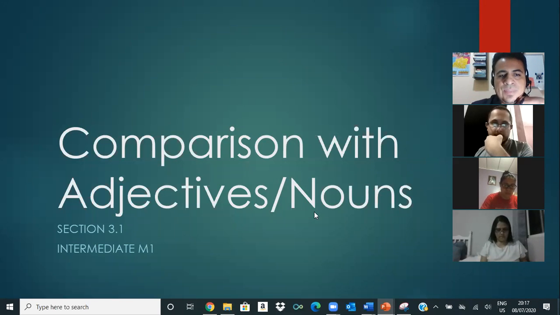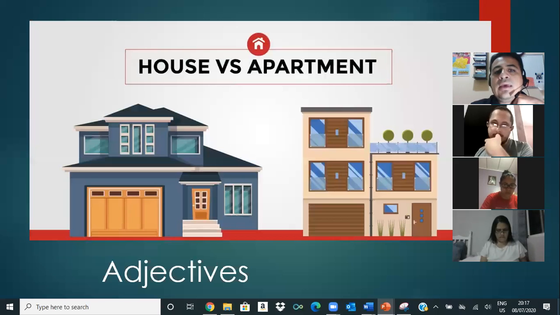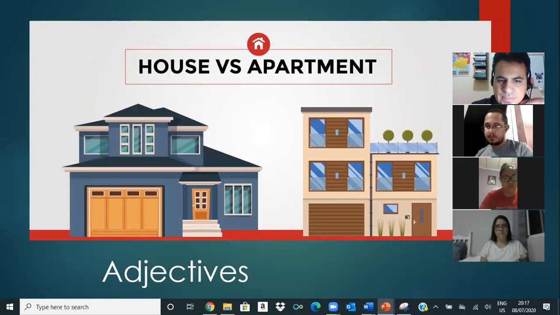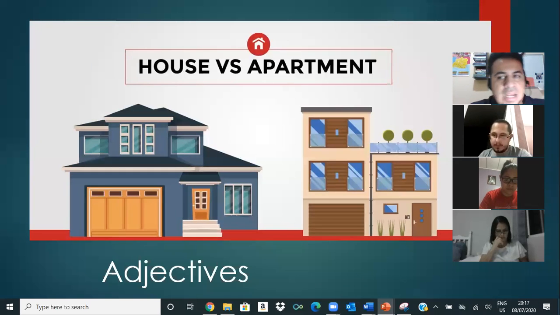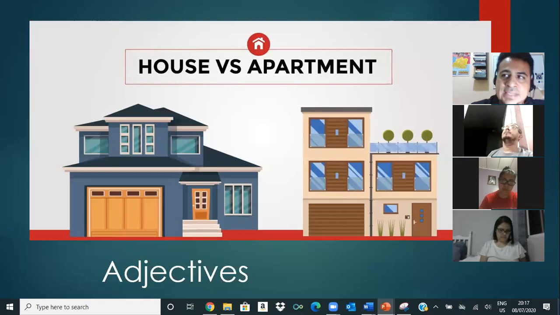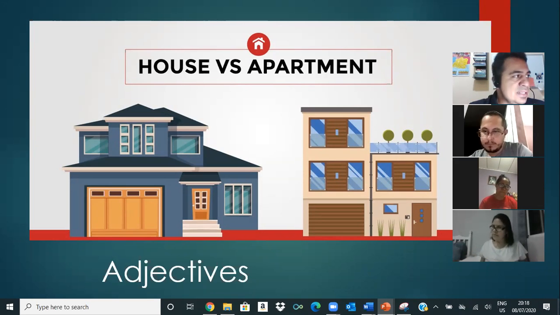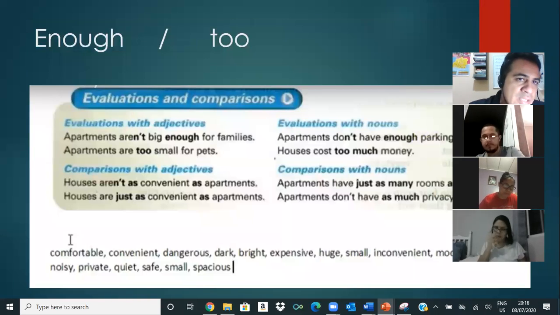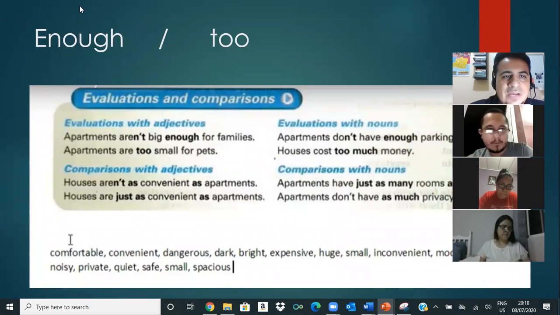Comparison with adjectives, nouns. Section 3.1 and 3.4, intermediate module 1. Okay, we're going to compare houses and apartments. We're going to use adjectives and nouns to compare apartments and houses. You can compare anything. You can compare living in the city or living in the country, living in Santa Ana or living in San Salvador. You can compare whatever you want, okay? But el video, el tema del video is house and apartment, so yo voy a usar lo mismo, house and apartment. All right. And you're going to use two keywords, enough and too.